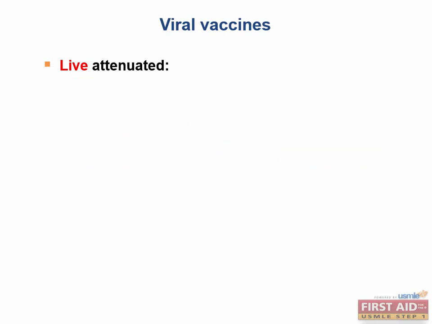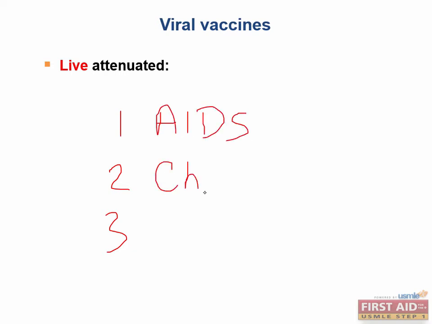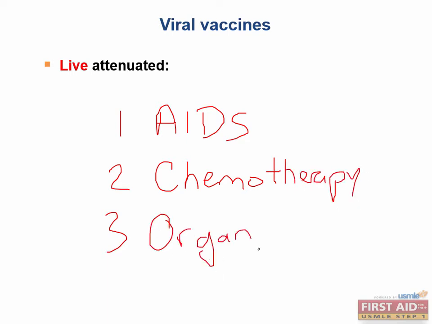But because of this risk, we do not give live attenuated vaccines to immunocompromised people or individuals in close contact with immunocompromised patients. Can you tell me some populations of patients who are considered immunocompromised? There's three important populations, including patients with AIDS, patients that are on chemotherapy, and patients who had an organ transplant and are on long-term immunosuppression.